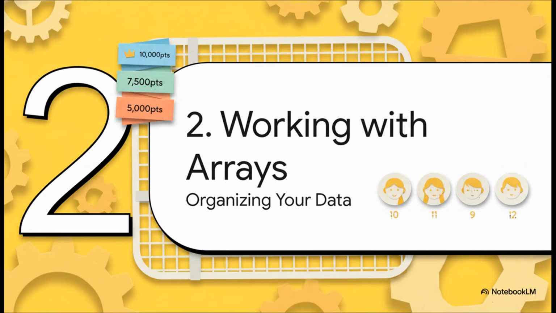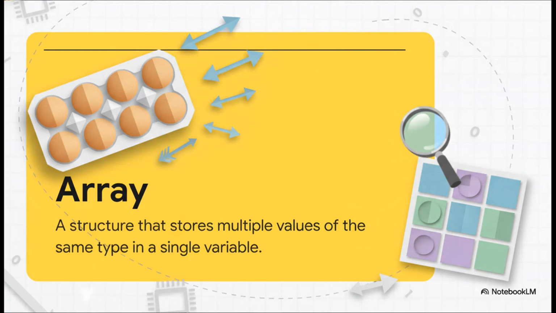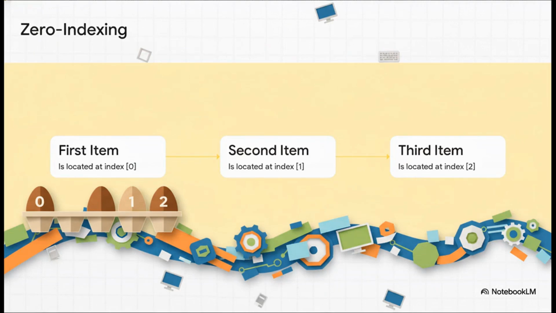Okay, so we can store single pieces of information. That's great. But what if you have a whole collection of related data, like, a list of high scores? Well, that's where our second building block, the array, comes into play. So meet the array. Just think of it like an egg carton. It's one container, right? But it holds a dozen individual items of the exact same type, in this case eggs. An array is just that, a single variable that can hold multiple values, all while keeping them super neat and organized. Now, here's a concept that trips up a lot of beginners, so listen up.